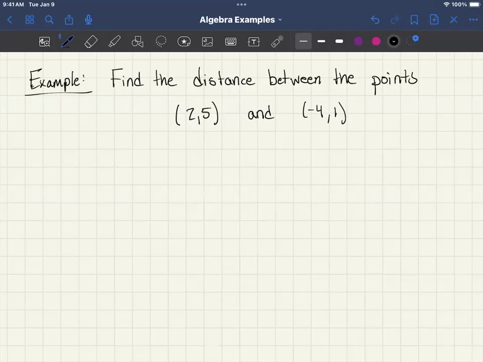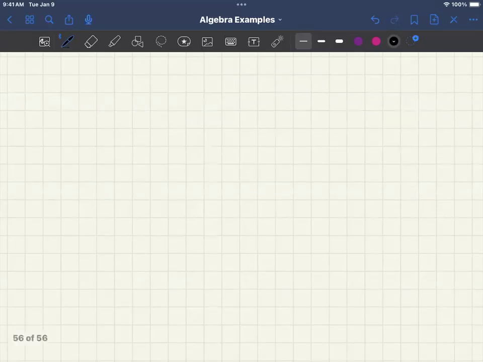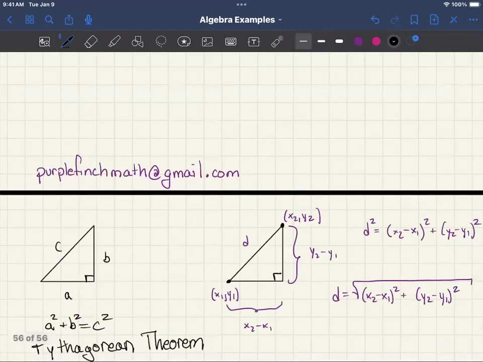All right, before we go into our problem where we're finding the distance between the 2 points, (2, 5) and (-4, 1), let's review. Remember the Pythagorean theorem from way back when? We have this beautiful theorem that actually Pythagoras didn't come up with, but he got the credit. Sometimes that stuff happens. a squared plus b squared is equal to c squared.